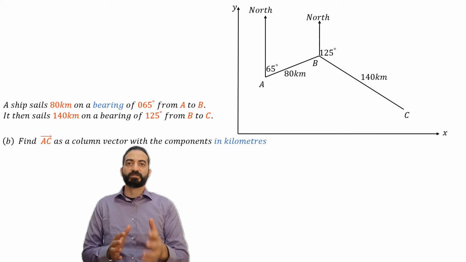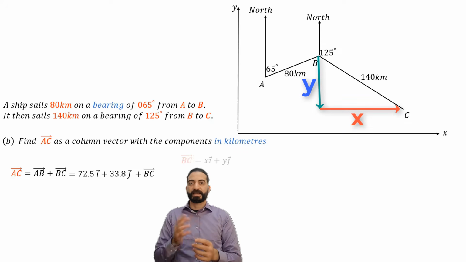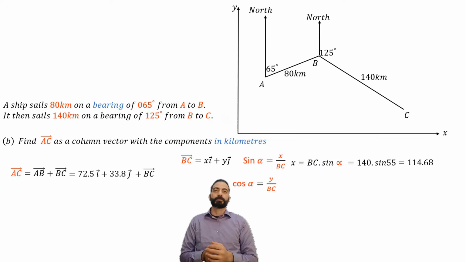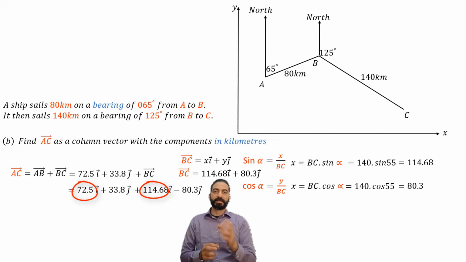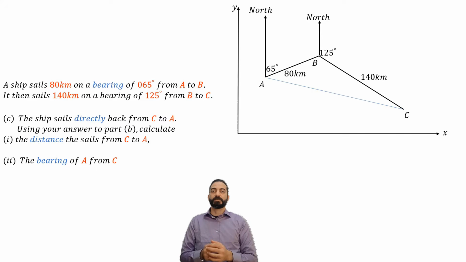Vector AC equals vector AB plus vector BC. We have vector AB, but we need to get vector BC. So vector BC is equal to xi plus yj. We get x in this form and we also get y in this form. Now we add the i components together and also the j components together, and in this way we get vector AC.